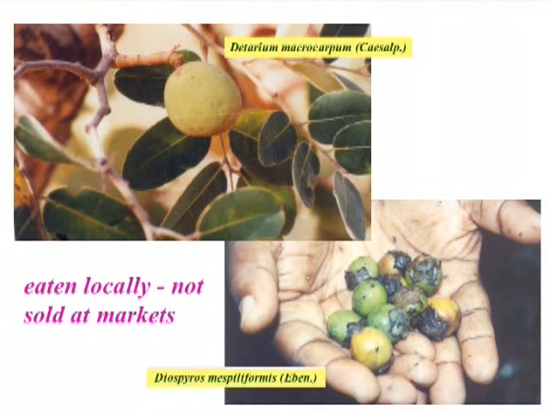The Detarium microcarpum, which is on the top in this slide, is one of the important fruit that people use. It's from the Caesalpiniaceae family. And you have also Diospyros mespiliformis, which is in the Ebenaceae family, which is down there. Here in Hawaii, you have a Diospyros species, which is called locally lama. So you have another species of the lama tree in Africa, which is widely used.